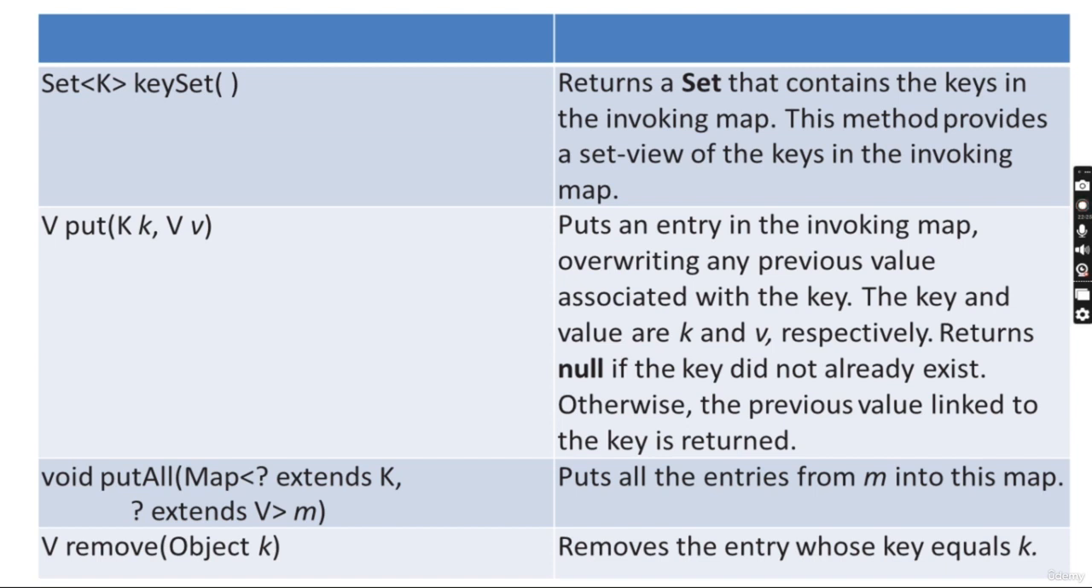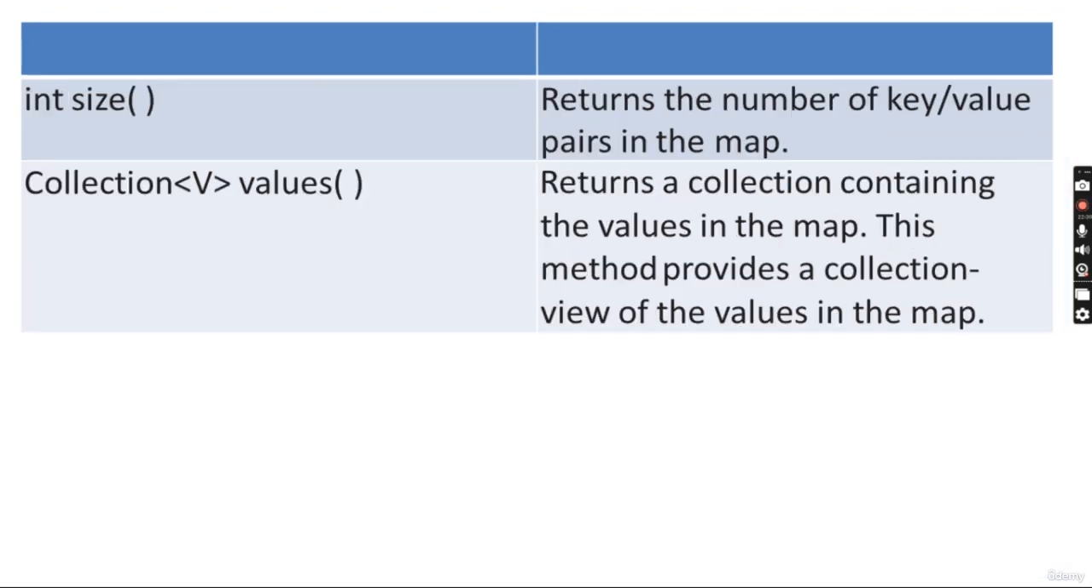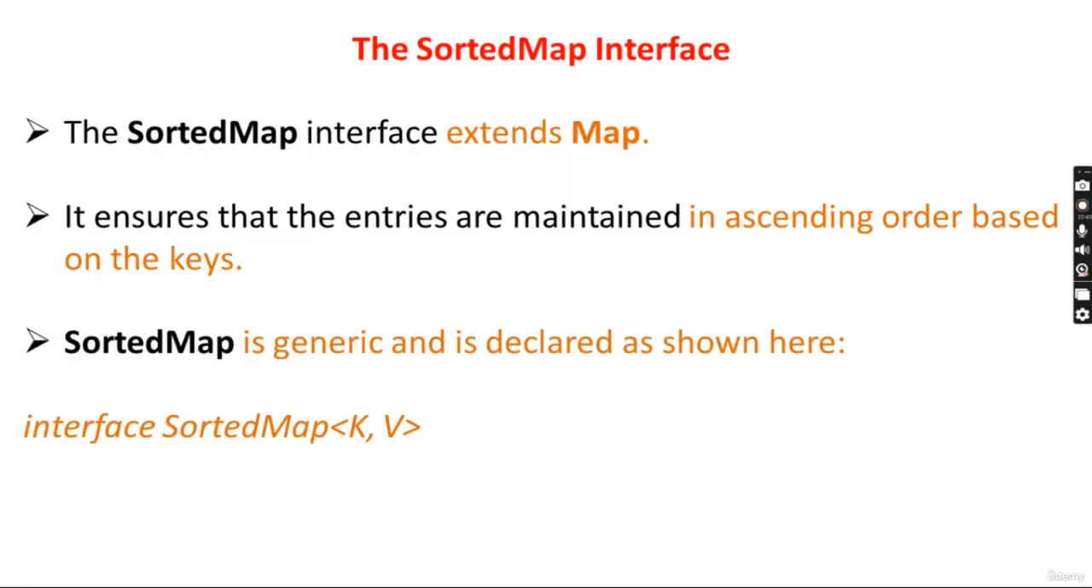Then remove(Object k) removes the entry whose key equals k. Integer size() returns the number of key-value pairs in the map. Collection<V> values() returns a collection containing the values in the map. This method provides a collection view of the values in the map.